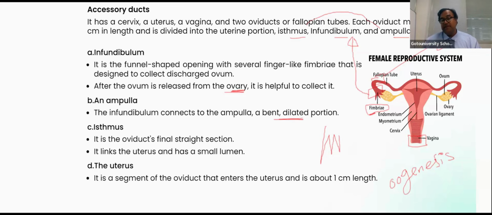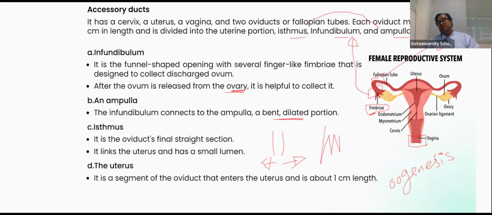Bend means you know very well. Dilated means enlarged, okay, diameter increased. So the diameter is enlarged. The infundibulum is connected to the ampullae. Here in this entire picture, you can see that next to the infundibulum, the ampullae is the place where fertilization happens, which we have already given in the box.